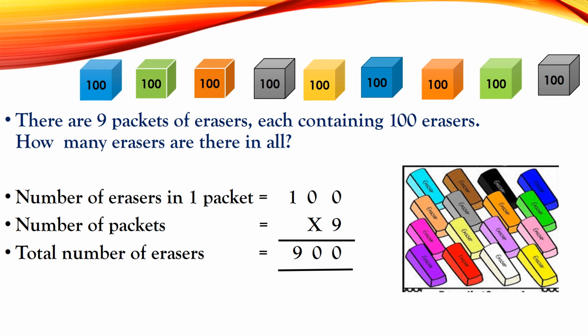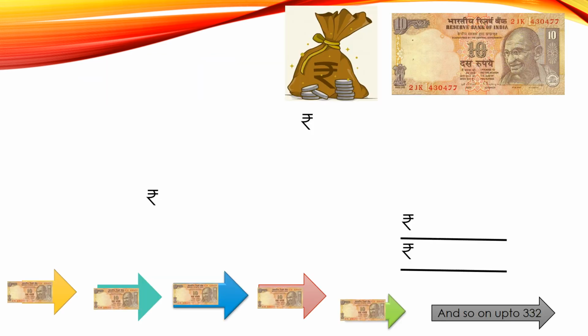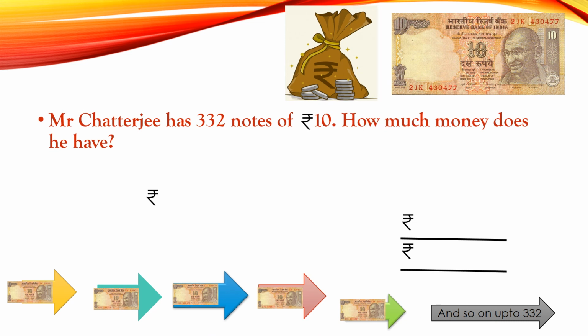Next, the information given is number of packets, which is equal to 9. And the statement for the answer you simply take from the question, which is total number of erasers. Since they have asked how many erasers there are in all, you write it as total number of erasers, which is equal to 100 multiplied by 9 gives 900, and hence there are 900 erasers in all. Now let's have a look at the next word problem.